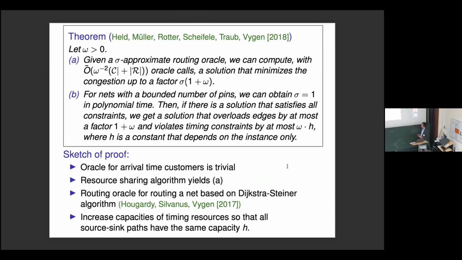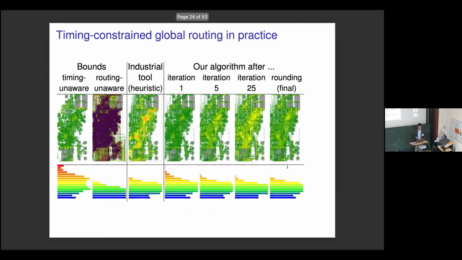And that works. You can make it work in theory. You can prove that you can get a near optimal solution with this framework. Maybe I skipped some of the details here. And also in practice, we use it all the time. So that really works very nicely. Let me not read this long slide. Here are some results in practice.